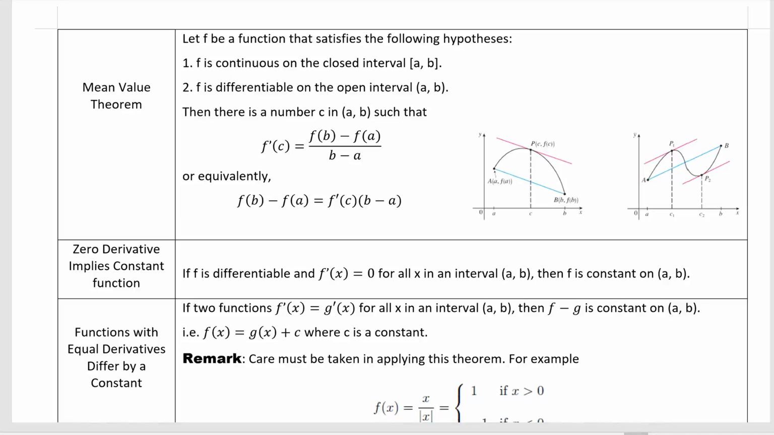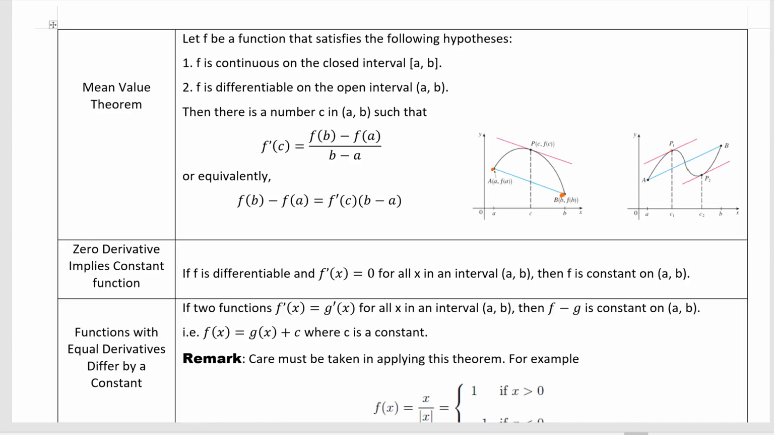Then the conclusion is there is a number c such that f prime of c equals the slope of the secant line passing through the two endpoints. You can see here, these are the two endpoints, and this is the secant line passing through the two endpoints. So this theorem tells us that if f is continuous and differentiable, there must be some point such that the tangent line at that point has the same slope as the secant line passing through the endpoints. Or we might have two points such that the slopes of the tangent lines at those points are the same as the slope of the secant line passing through the endpoints.